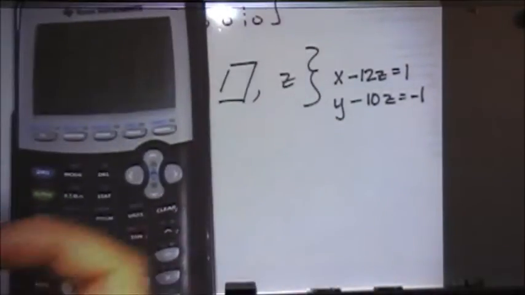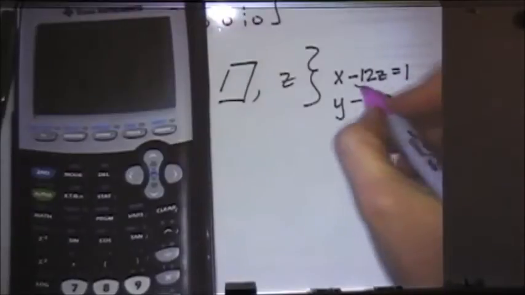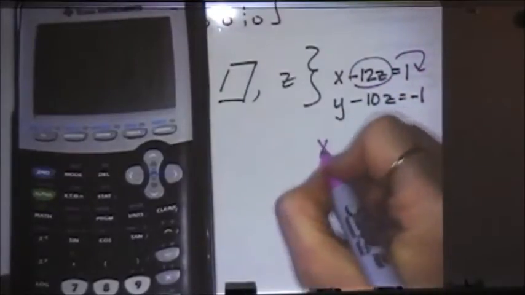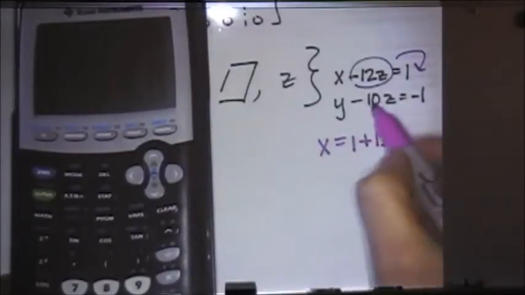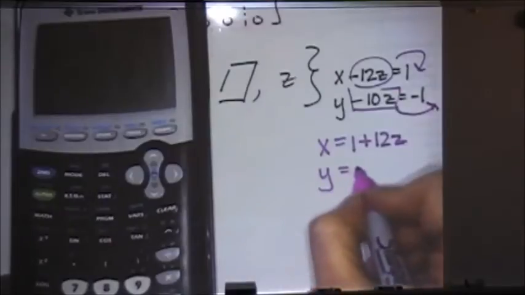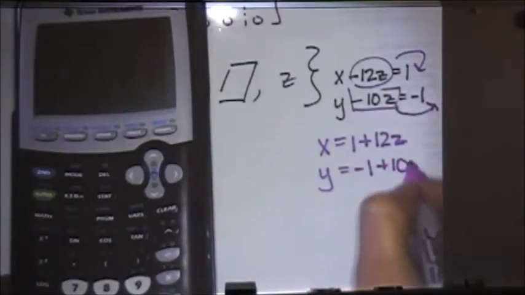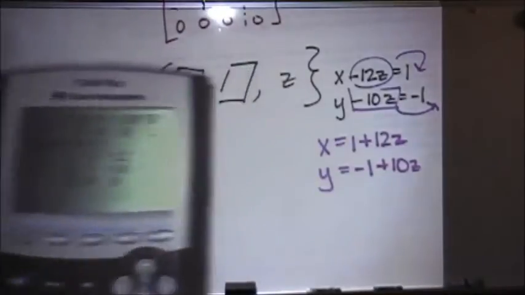Well, I can take that top equation and solve it for x. So that's exactly what I'm going to do. Move this to the other side, and x equals 1 plus 12z. And I'll do the same thing for y. Move this to the other side, and I get y equals -1 plus 10z. So I've now just solved this for x and y.